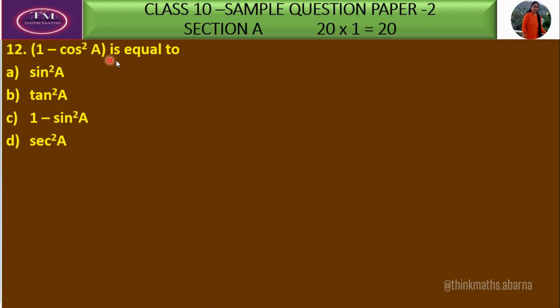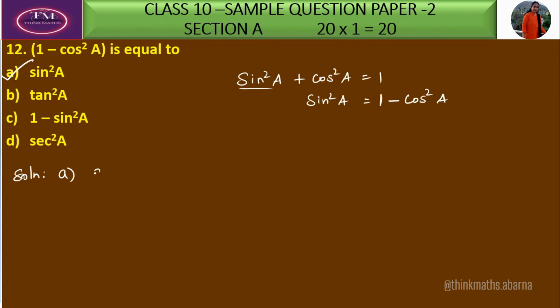1 minus cos square A is equal to sin square A, tan square A, 1 minus sin square A, secant square A. So we all know sin square A plus cos square A equal to 1. So it is 1 minus cos square A. So keep this 1, plus cos square will become minus cos square. What is remaining? We have sin square A. So 1 minus cos square is equal to sin square A. So the solution is A, sin square A.